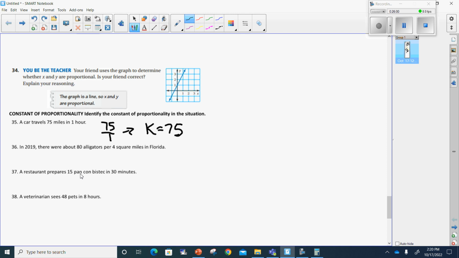Number 37, 15 pan con bistec. That's a type of steak, in 30 minutes. So it should be 15 over 30, which is equal to 1/2. So K equals 1/2.